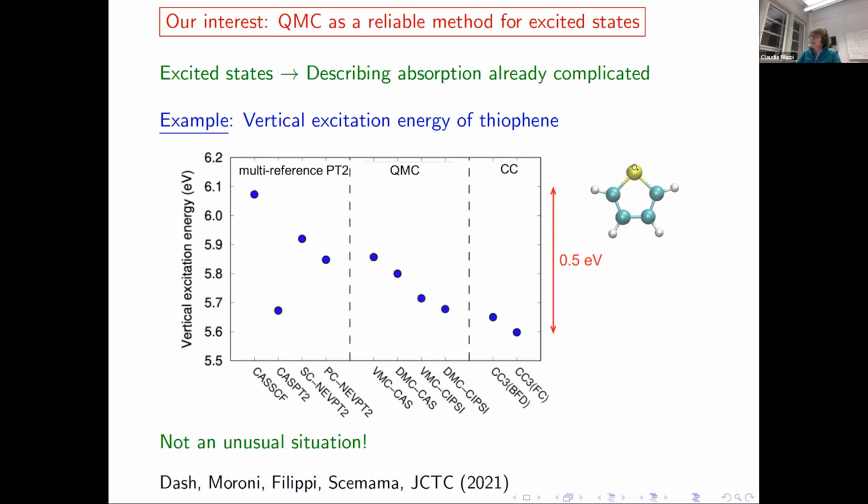And here what I'm showing is thiophene. It's a small molecule, with a pi to pi star excitation, the vertical excitation energy, and here are all correlated calculations. On this side, you have multi-reference PT2 calculations, CASPT2, different flavors of NEVPT2. This is QMC, variational and diffusion, with different types of wave function, and coupled cluster, okay? And the whole spread is 0.5 eV, which is large. These are correlated calculations, but this is really not an unusual situation, okay?